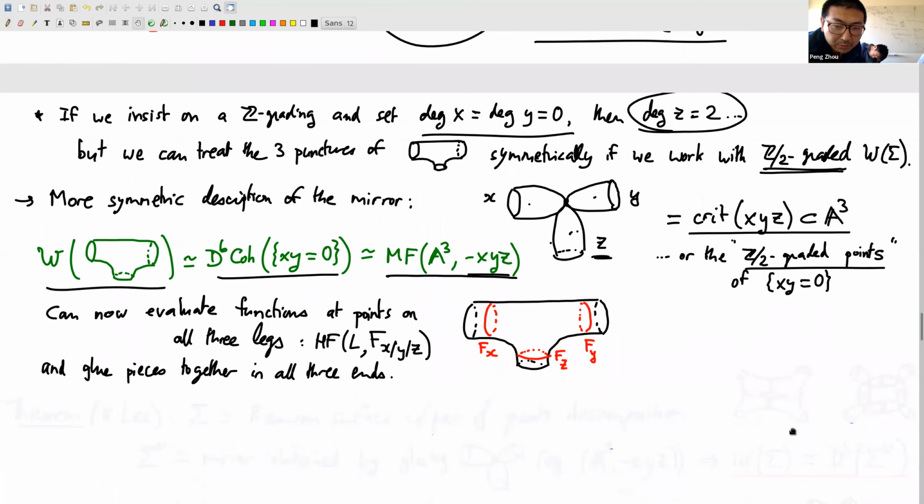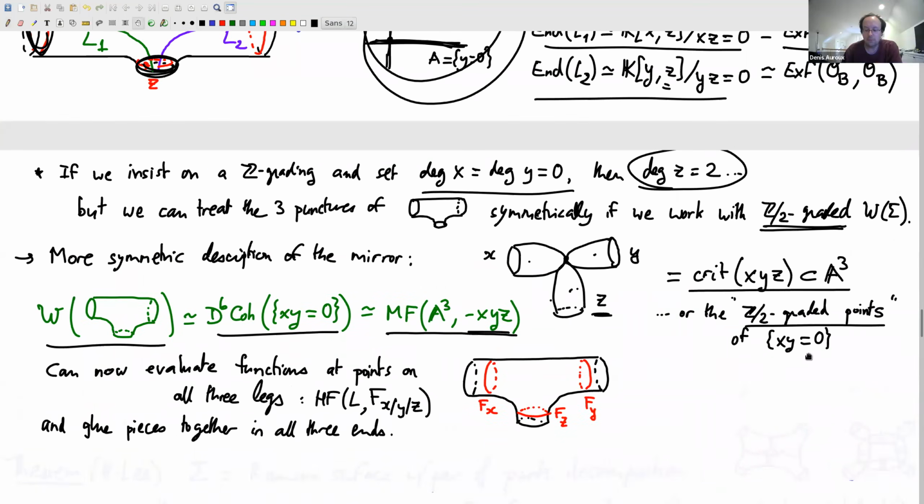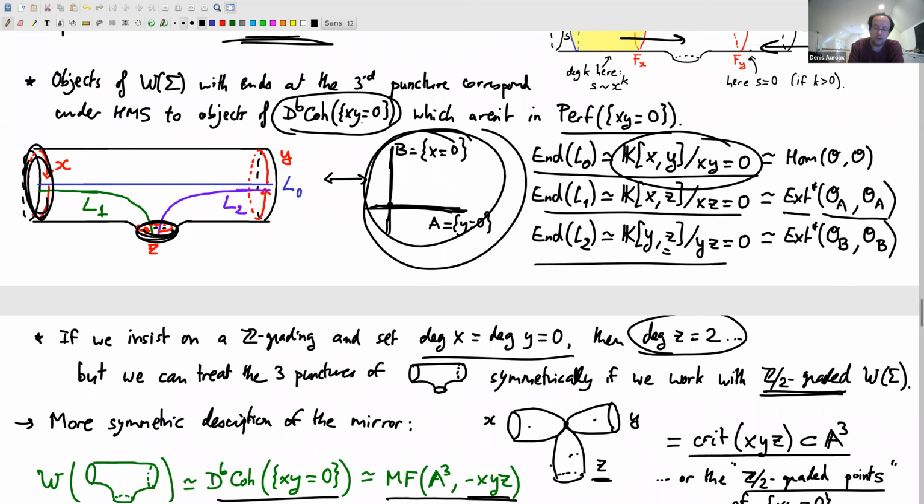Sorry, can you say a bit more? What do you mean by Z2 graded point of this scheme? So I mean, the usual theory of coherent sheaves on xy equals 0 would be modules, nice, finitely generated, something, modules over the algebra k[x,y] mod xy equals 0. Sure. And now I want to look instead at Z2 graded complexes of modules. Okay. Let's just say Z2 graded DG modules over this.